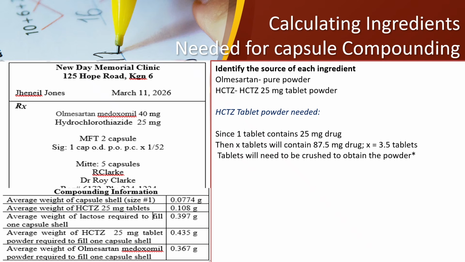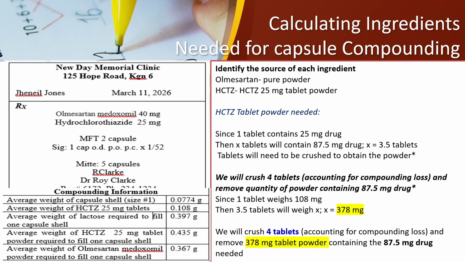And we got 3.5 tablets. So it means we're going to have to crush some tablets to get the 3.5. We're not cutting tablets in half. We want to be accurate, so we're going to crush more than we need. In this case, we're going to crush 4 tablets, and then we're going to weigh the tablet powder that's equivalent to the 87.5 milligrams of drug, which happens to be 378.